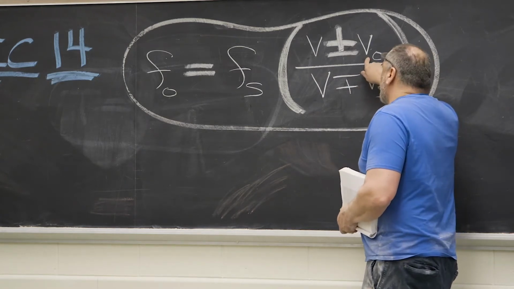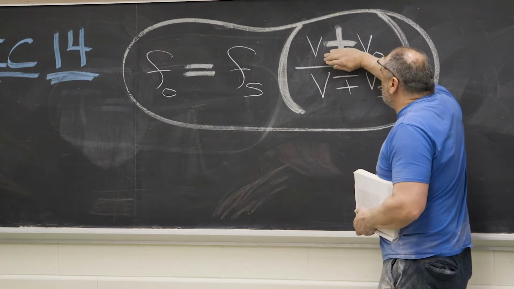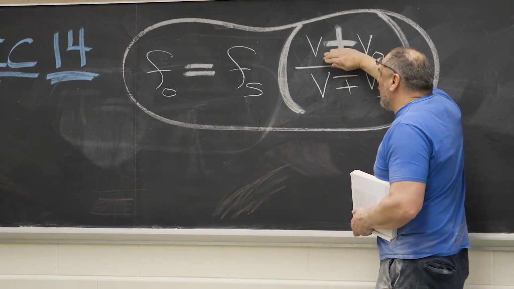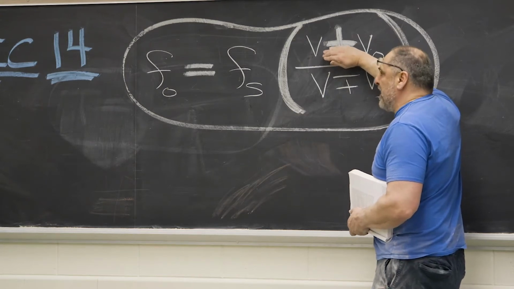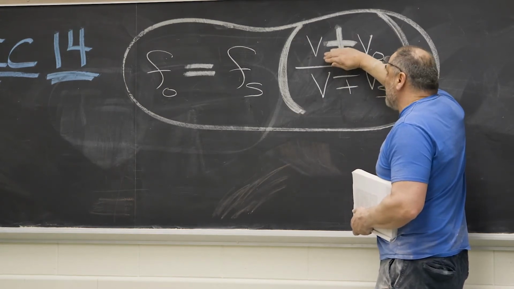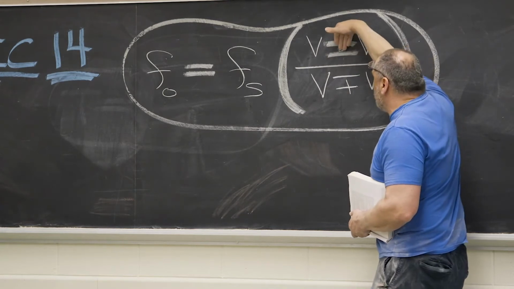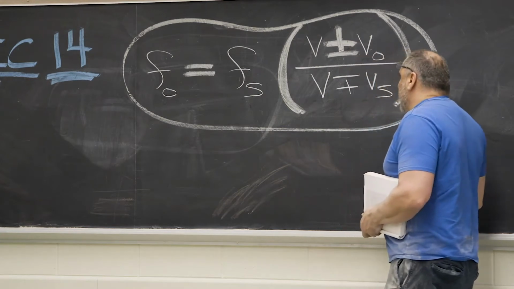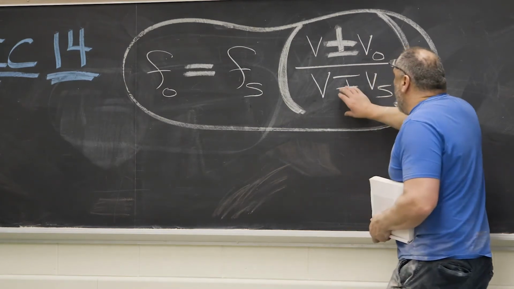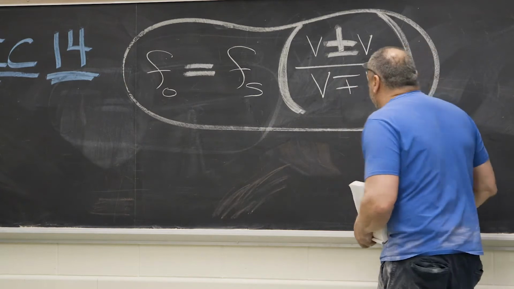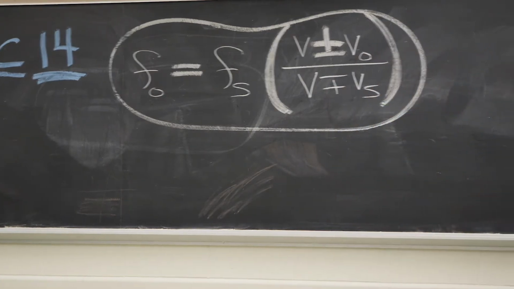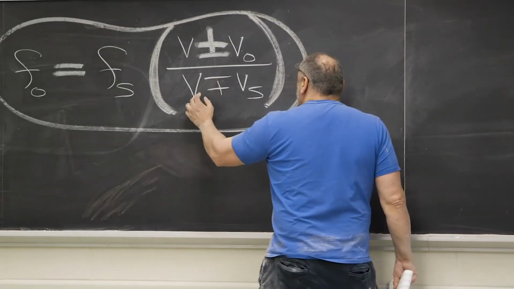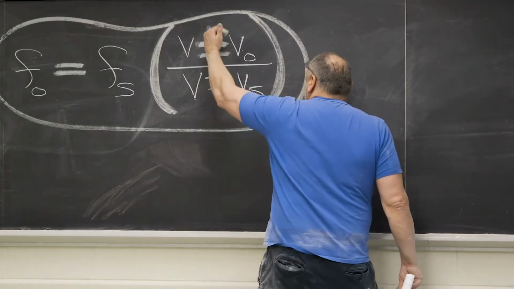If the observer is running toward the source, then you use plus on top, because the observer is going to feel like the frequency is more frequent. He's going to run right into the wave. So you use a plus right here. If you're running away from the source, you use a minus. If for some reason the source is coming at you, then you use a minus here, because a smaller number on the bottom makes a bigger frequency.